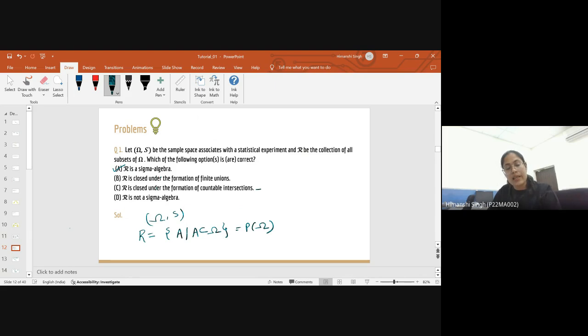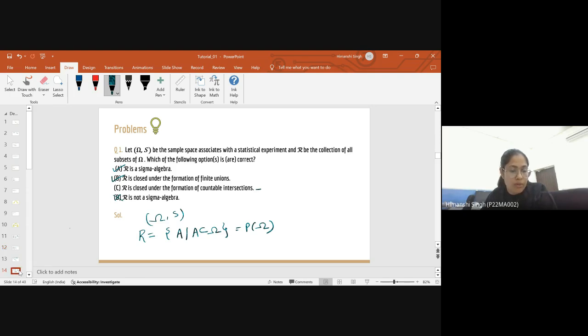Now, the second option is asking that R is closed under the formation of finite unions. As it is true for the infinite, or we can say countable, union, it is true for the finite union also by the same process. So this is also true. Now the third part says that R is closed under the formation of countable intersections, so let's consider this option. We can discard the fourth option, as it says that R is not a sigma algebra. It will be discarded because we have already proved that R is a sigma algebra.